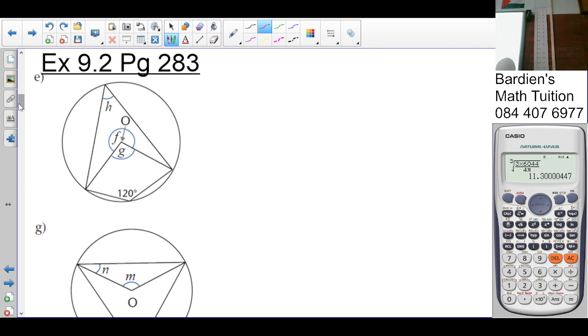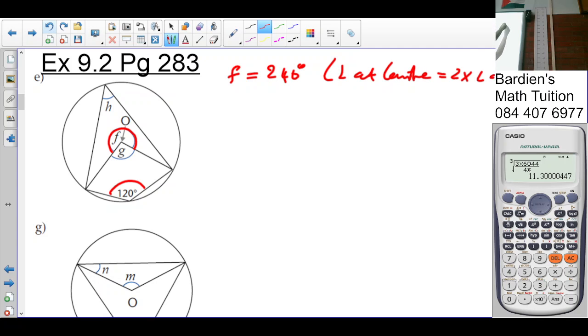People, let's look at E. What can be worked out first? F. Not so? So F is what? F is double 120. Not so? So angle at center is twice angle at circumference. So F is 240 degrees. Why? Angle at center equals 2 times angle at circumference.